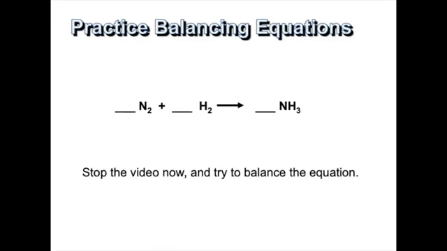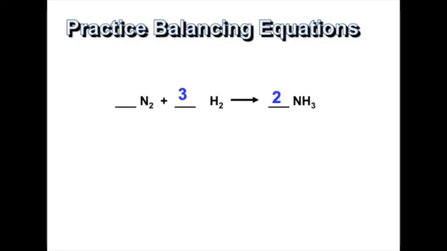Okay, stop the video, write this equation down, and see if you can balance it. Make sure you go through each of the 4 steps. Time to check your answer. If you got it right, you put a coefficient of 3 in front of the hydrogen and a 2 in front of the NH3.